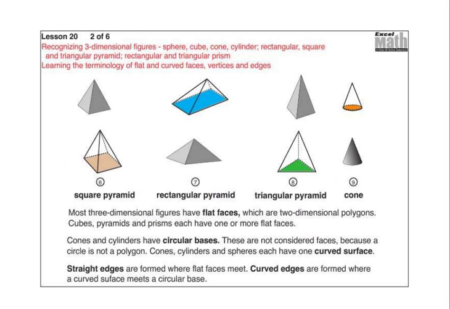All right, let's keep moving on here. Here's a square pyramid. This is a pyramid that has a square as its base. All the corners come up and meet at the top in one spot. Here's a rectangular pyramid. The base here, instead of being a square, is a rectangle.